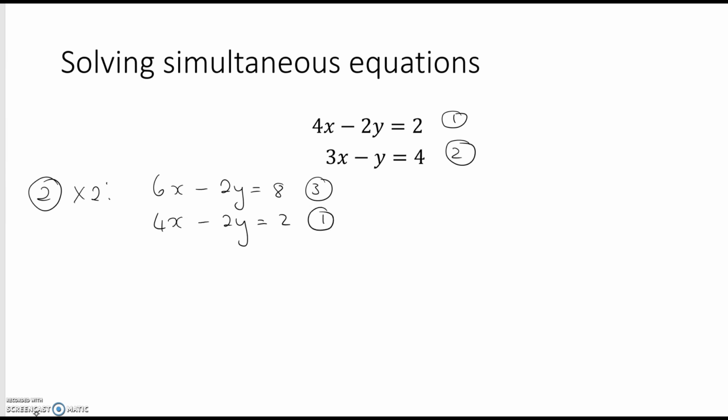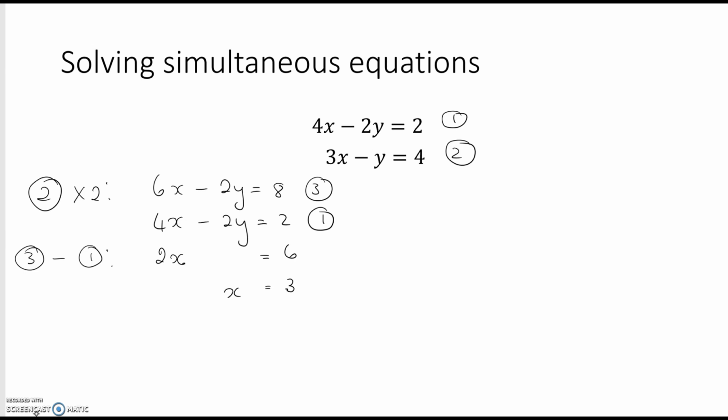So if we were to just add those together, it wouldn't work. So we need to subtract this time. So maybe we go equation 3 minus equation 1. So 6x minus 4x is 2x. Negative 2y minus negative 2y is no y's. 8 minus 2 is 6. That gives us that x is equal to 3.